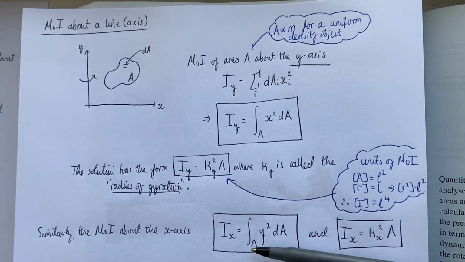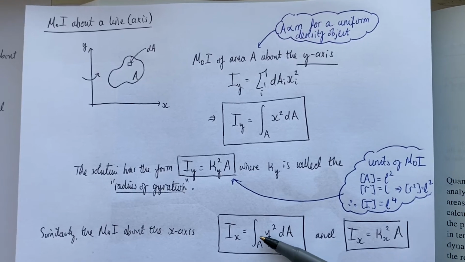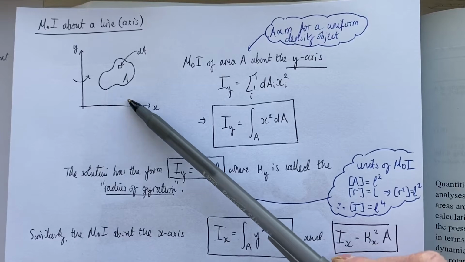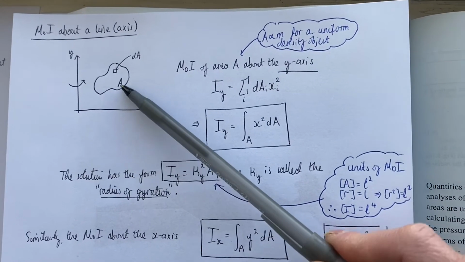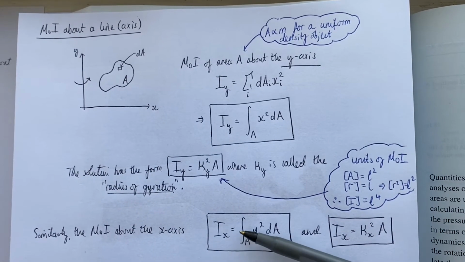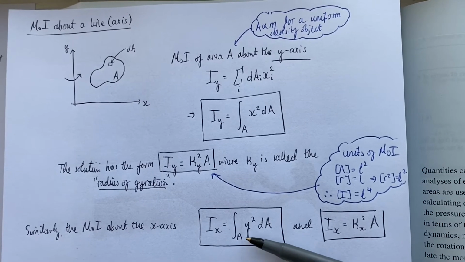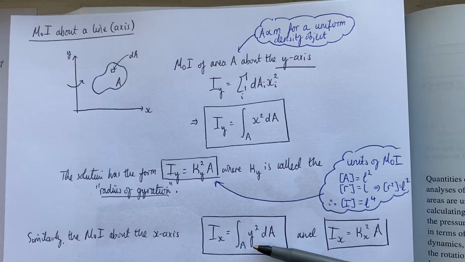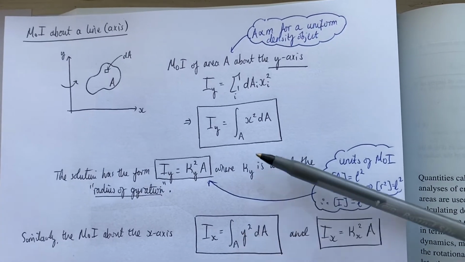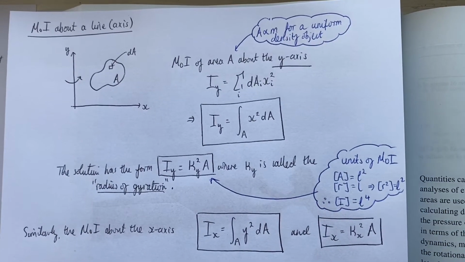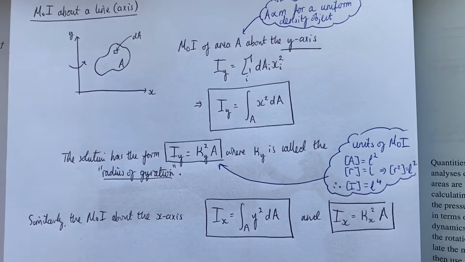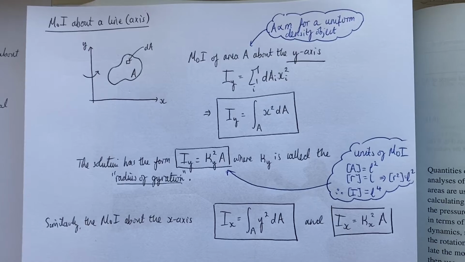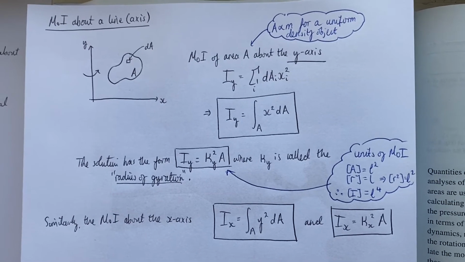And similarly, as we've seen before, if we choose to find the moment of inertia about the x-axis, then we're just dealing with the radius in the y direction. So the moment of inertia about the x-axis is the same integral form, but just now we have y squareds appearing instead of x squareds. So that is moments of inertia about a line.